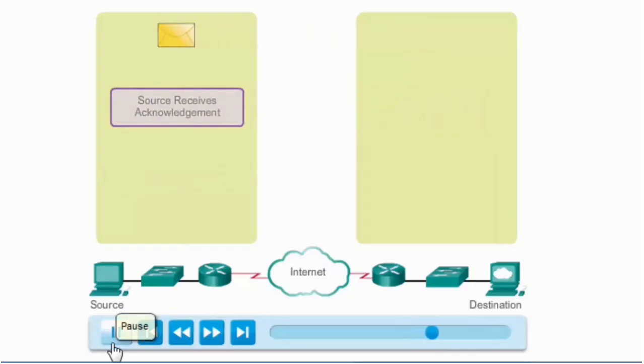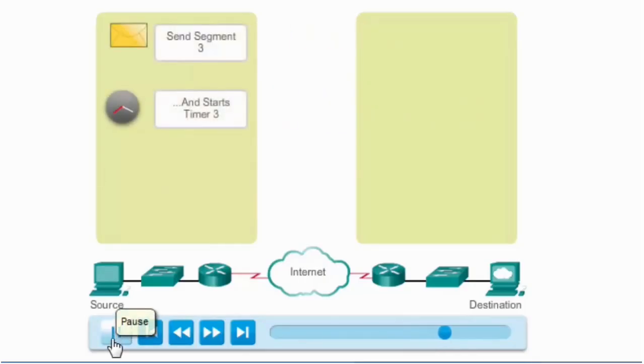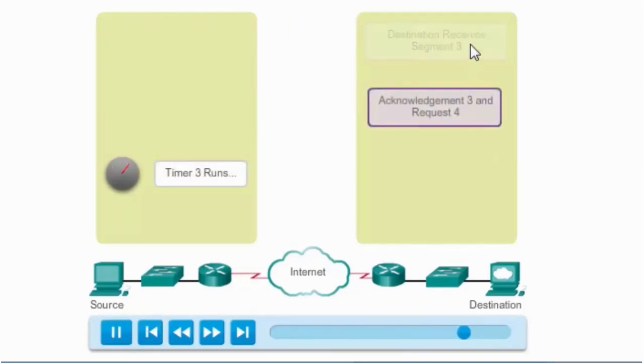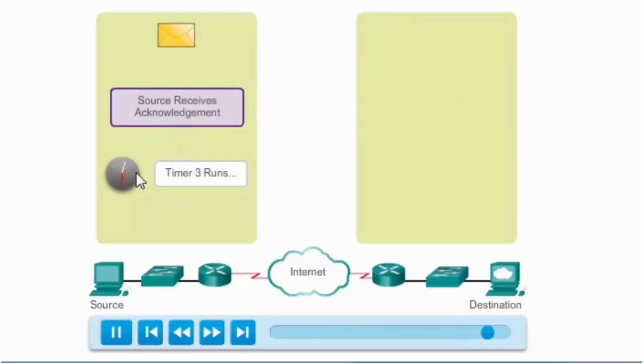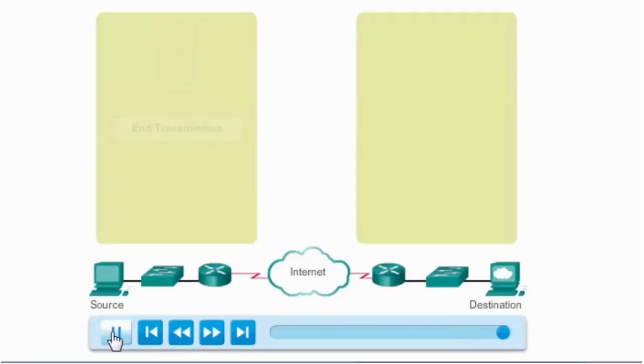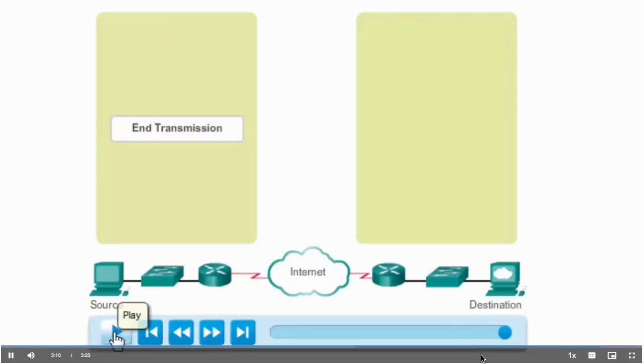The acknowledgement's received before the timer expires, and segment 3 is sent. Segment 3 is received, acknowledged, and a request for 4 is sent in an acknowledgement. The acknowledgement is received before the timer expires, and now the device can send segment 4. Or in this case, it's the end of the transmission.